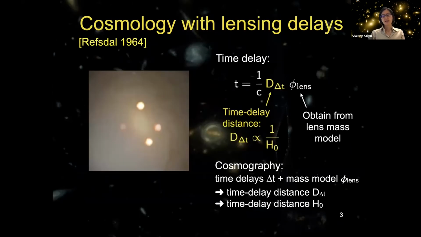And we have already seen earlier in this session how we can use such time delays between the multiple images for cosmography. The idea goes back to Refsdal in 1964. Just very quickly, the time delay is related to the time-delay distance that is inversely proportional to the Hubble constant, and the Fermat potential that's related to the mass distribution. As we've heard in the first three talks, essentially with a time delay and a mass model, we can infer this time-delay distance and then infer the Hubble constant.